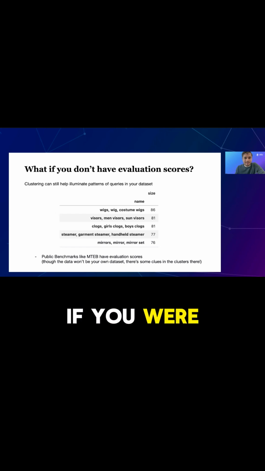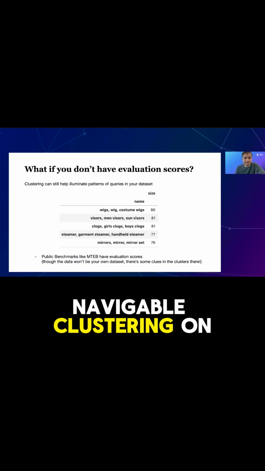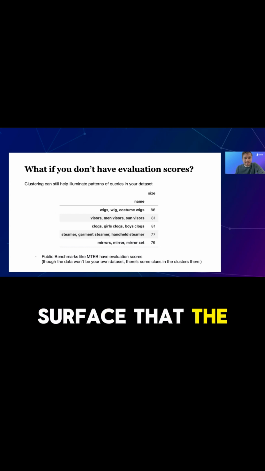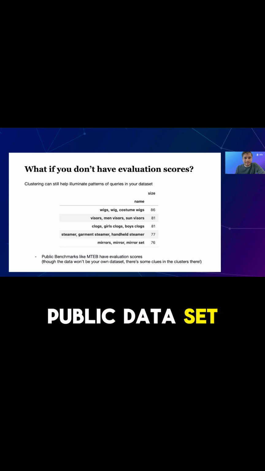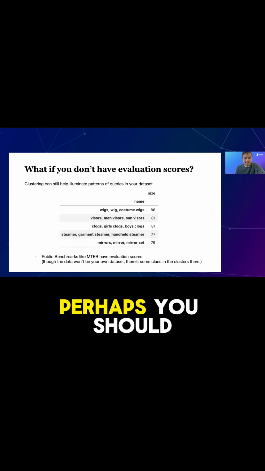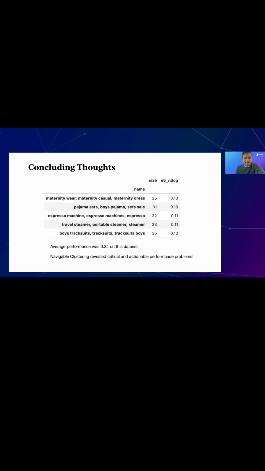For example, if you were building a legal chatbot and you don't have that kind of evaluation information for your own data set, it's very likely there are lots of good models out there that have been evaluated. You could do navigable clustering on those, and perhaps you'll surface that the model that's good on a public data set is not good at DUI cases. And so if somebody asks your legal chatbot about DUI, perhaps you should route that to a human expert instead.